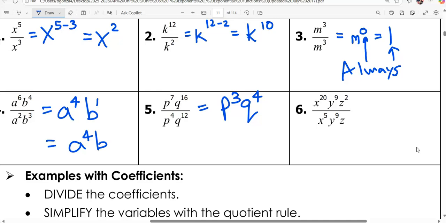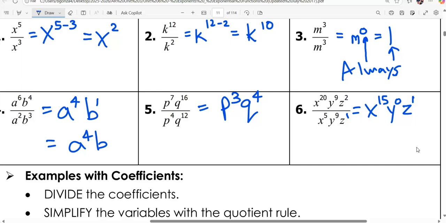20 minus 5 is 15. So x to the 15th. And then y to the 0. And then z: what goes right here? 1. So it's z to the 1.